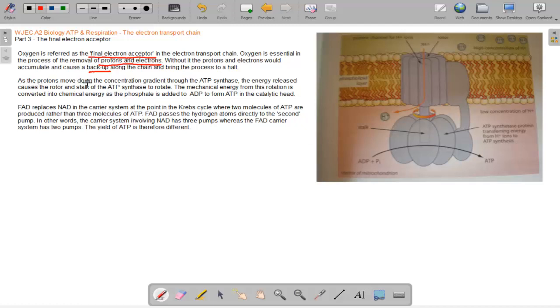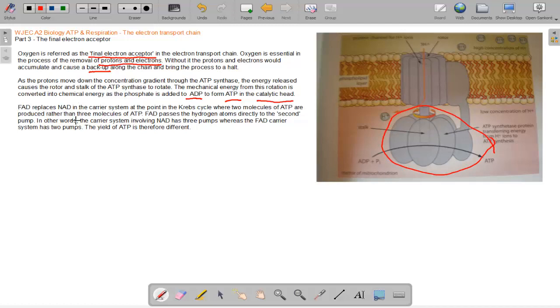And the protons move down the concentration gradient through the ATP synthase. The energy released causes the rotor and stalk of the ATP synthase to rotate. So once chemical energy is given, then the synthase enzyme keeps rotating and rotating, and the rotation is converted into chemical energy as the phosphate is added to ADP to form ATP in the catalytic head, which is this funny thing here.